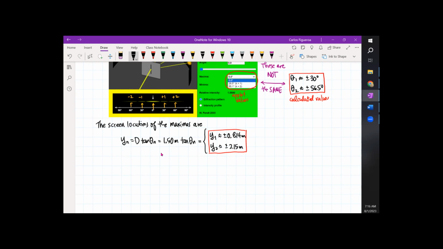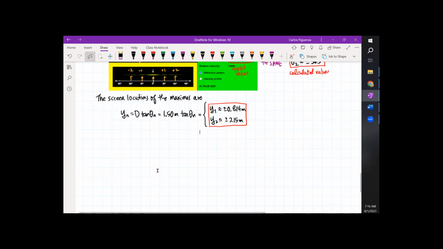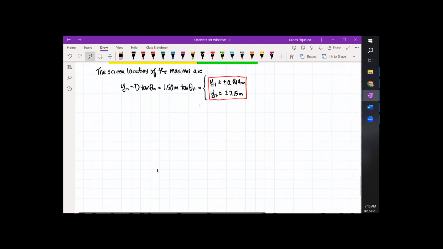Okay, so now we're done with one of these. Now let's go to the second one. So I'm going to use the same values as before, but now I'm going to go in a different direction.